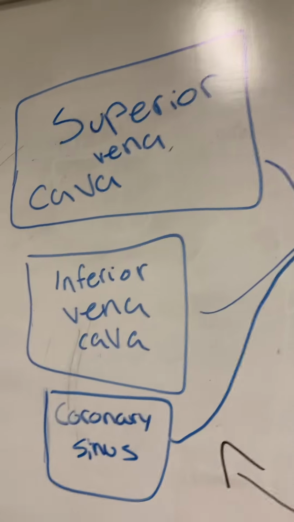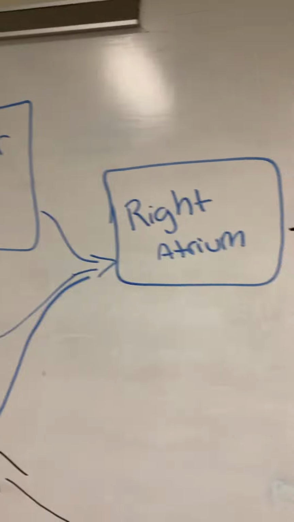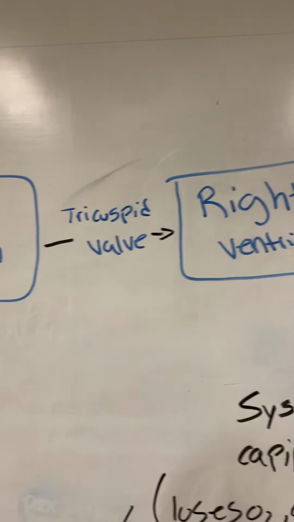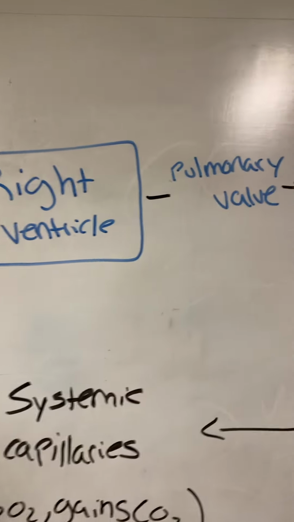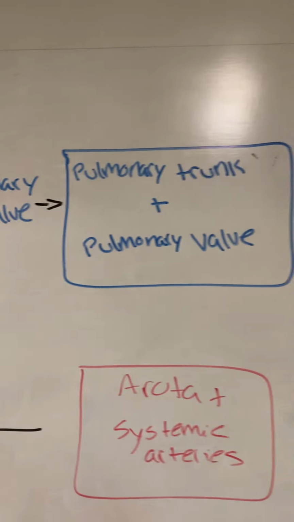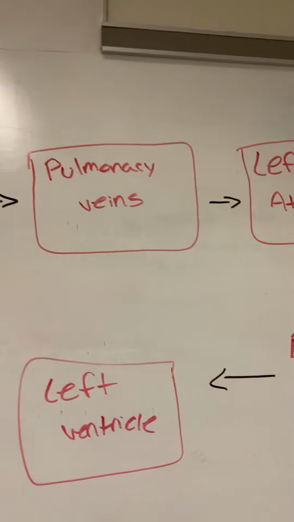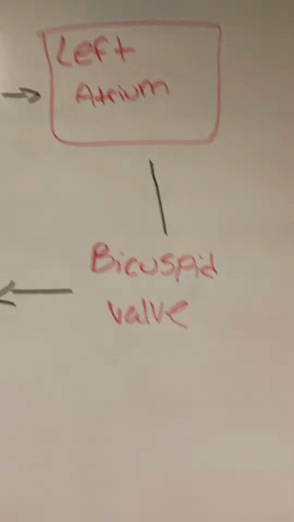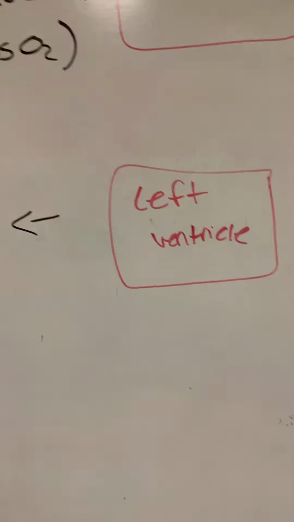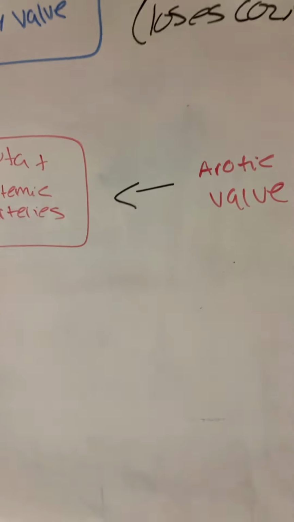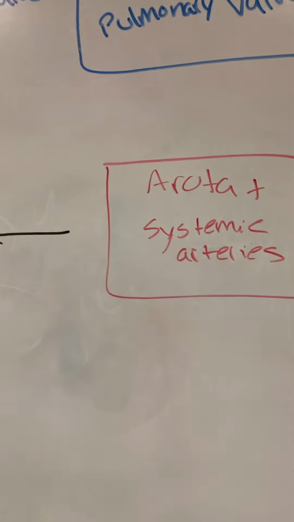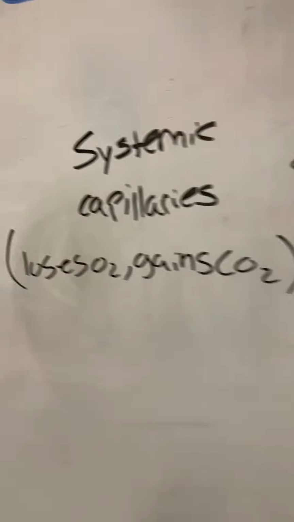So let me go ahead and go again. The right atrium, tricuspid valve, right ventricle, pulmonary valve, pulmonary trunk, pulmonary capillaries, pulmonary veins, then the left atrium, bicuspid valve, then the left ventricle, which will lead to the aortic valve, and then the aorta and systemic arteries and the systemic capillaries, and then it will repeat all over again.